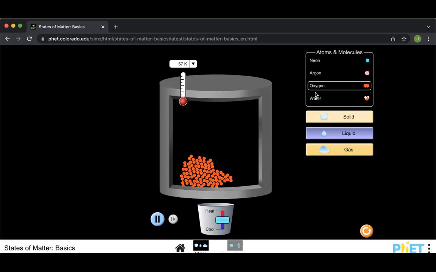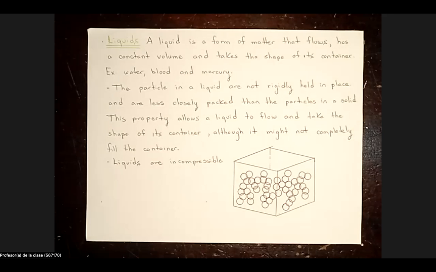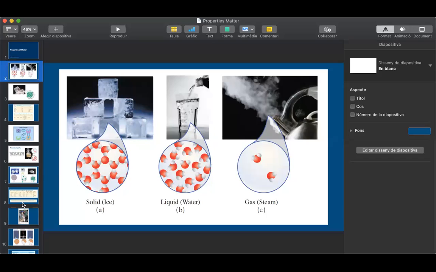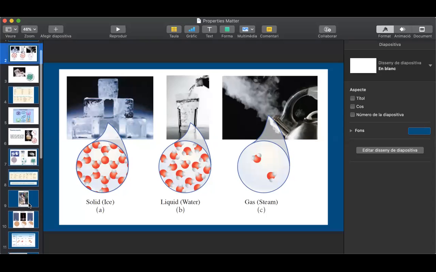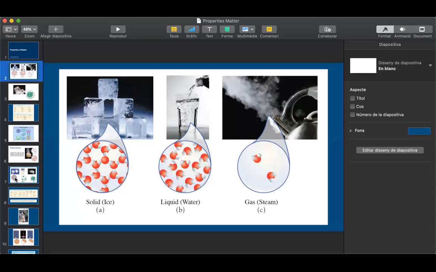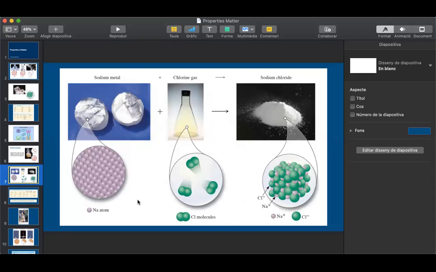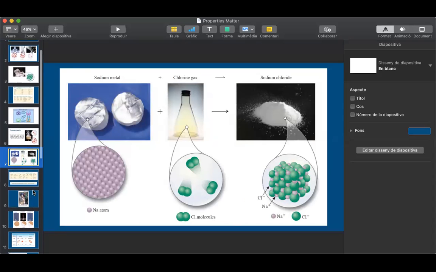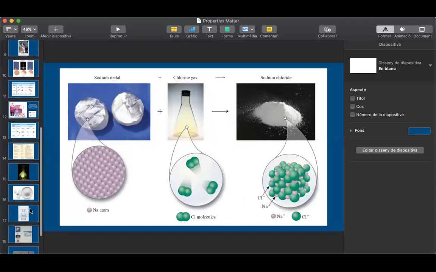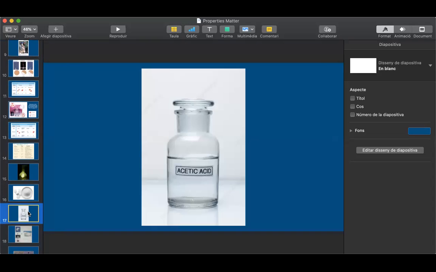Okay, excellent. Let's go back to the presentation. For example, we have here acetic acid. It's a liquid. So look at this. The liquid's shape is a cylinder. Yes, of course, because it fills the container.